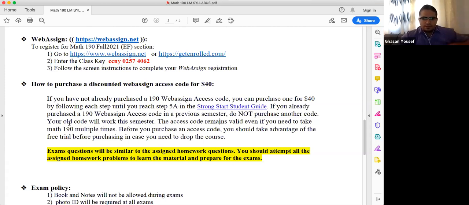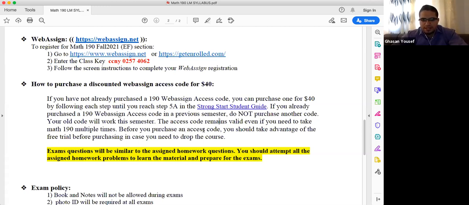If you already purchased a 190 WebAssign access code in a previous semester, don't purchase another code. You don't have to purchase another code. Your old code will work this semester, so you don't have to pay again. The access code remains valid even if you need to take Math 190 multiple times.